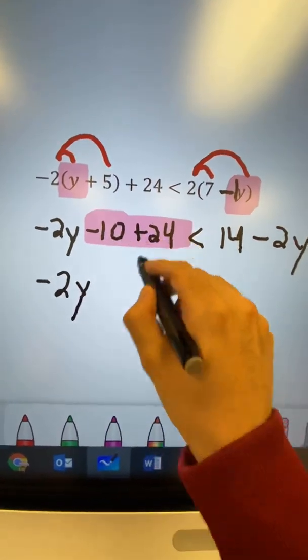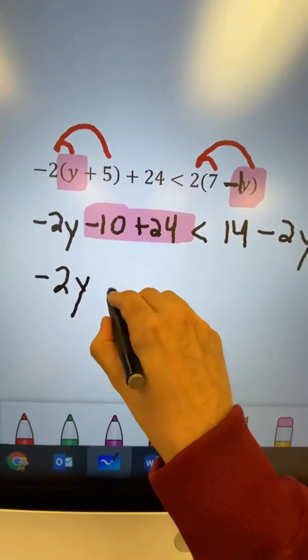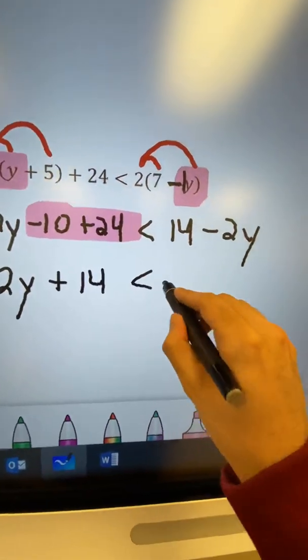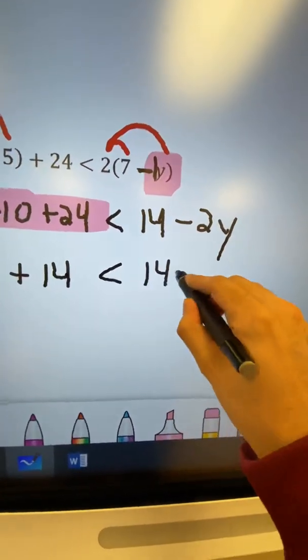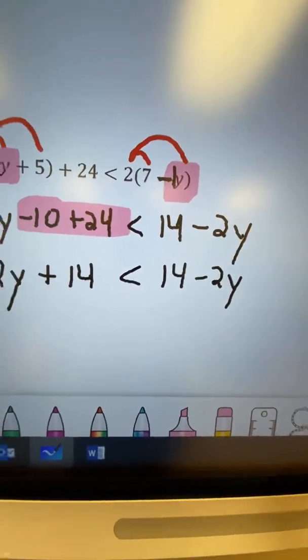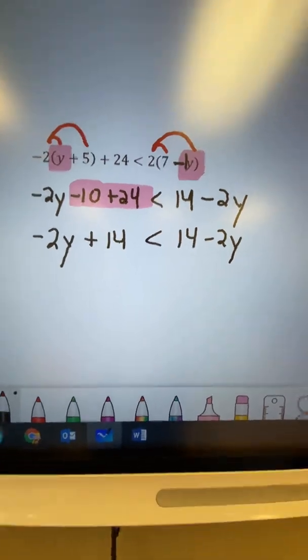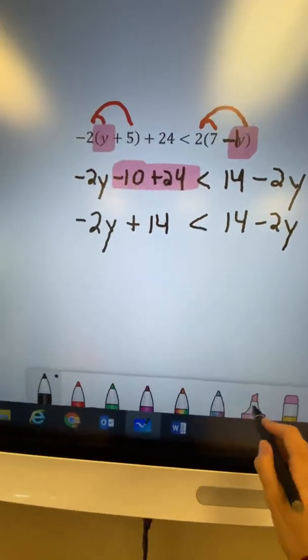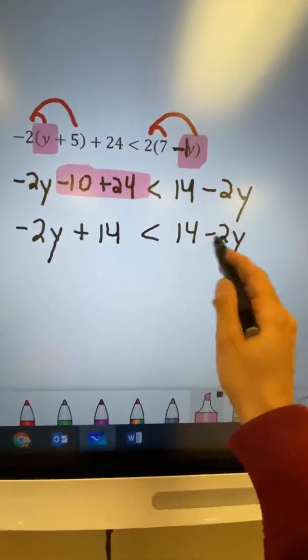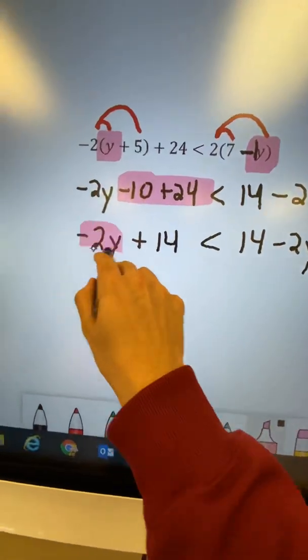So negative 10 plus 24 is positive 14. And then I bring down my inequality sign, and we get 14 minus 2y, because I didn't do anything on this side yet. And now you can see that we're getting closer to solving for y. So there's no more like terms here, no more like terms here. So now I'm going to work with the variable next.